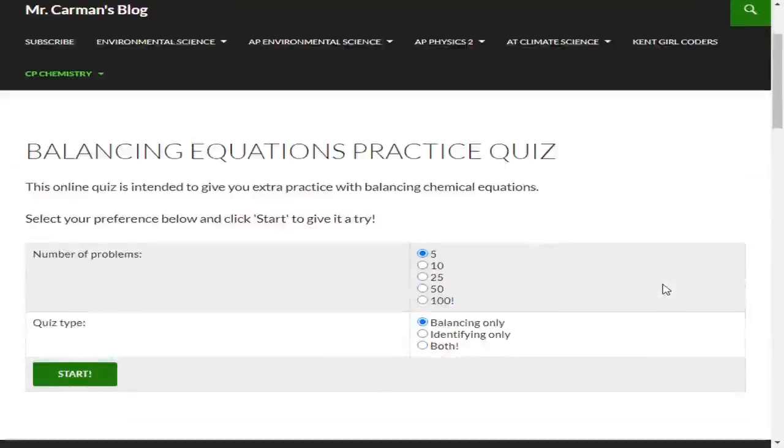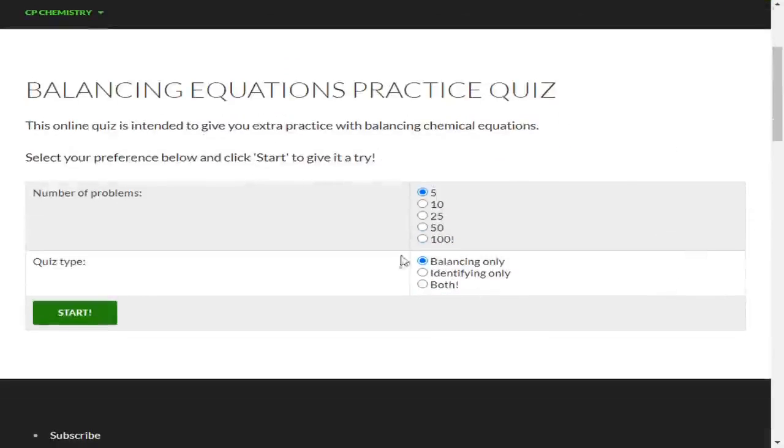And then I found another teacher's blog that actually has a practice quiz generator. You can choose how many you want to balance. If you only want to balance, if you only want to identify, or you can do both. There is no way to choose your level in these questions, so some of these might actually be pretty hard, but it's a way to do it.